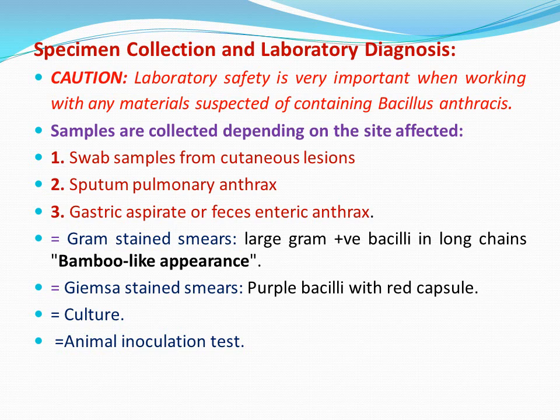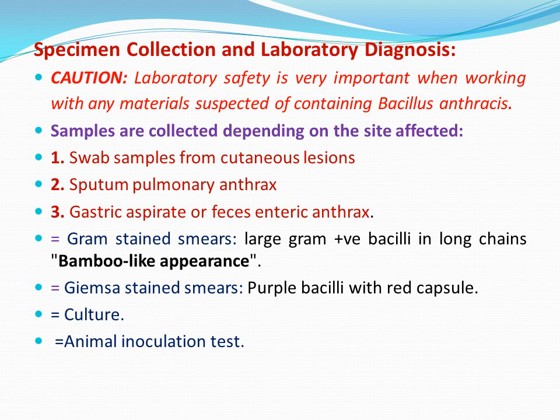Specimen collection and laboratory diagnosis of Bacillus anthracis. There is always a caution. Lab safety is very important when working with materials specifically containing Bacillus anthracis. There are three clinical forms of Bacillus anthracis: cutaneous, pulmonary, and enteric. So the samples are collected depending on the site affected: swab from cutaneous lesions, sputum from pulmonary anthrax, and gastric aspirates or feces from enteric anthrax.